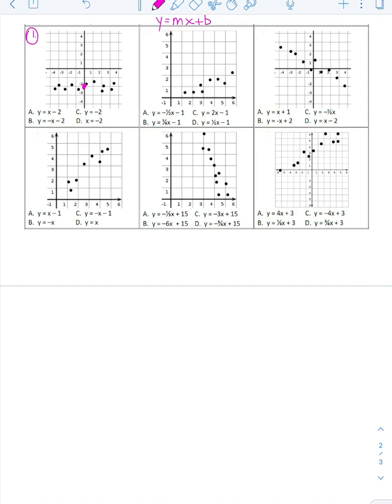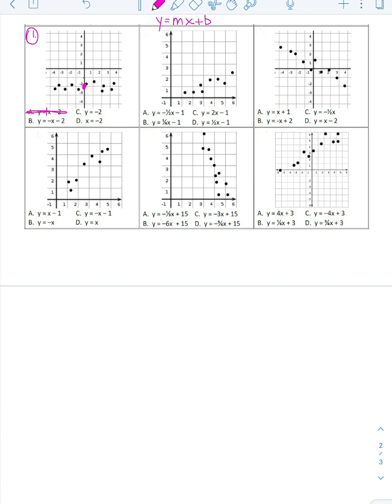I clearly have a y-intercept of negative 2, so I can't really eliminate anything based on that. But now I want to look at my slope. According to A, my slope is 1. Remember, the number in front of the x is your slope. So I'm going to test that. If I rise 1, run 1, rise 1, run 1, does that line look like it matches those dots? No. So A is not a good choice.